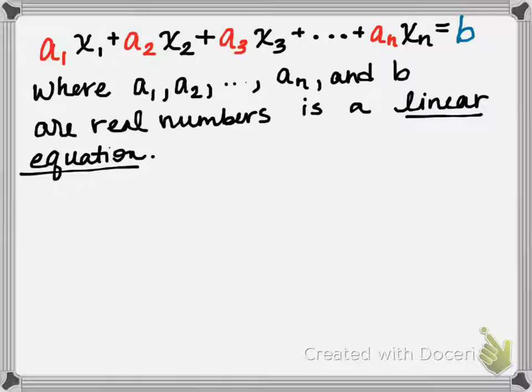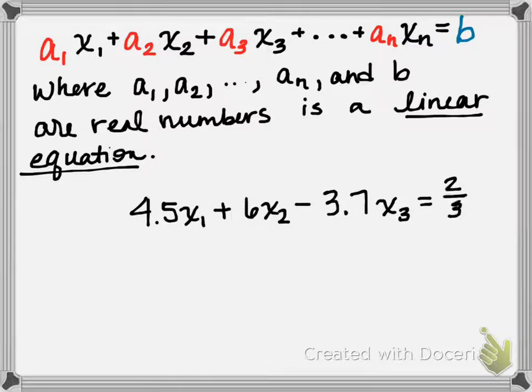So traditionally we've seen linear equations in x and y. That would be when we had two variables. We've seen them in x, y, and z. That's when we have three variables, but we can have any number of variables. And what makes it linear is that the degree of each term is 1, except for possibly a constant term. So an example is 4.5x1 plus 6x2 minus 3.7x3 equals 2/3. That's an example of a linear equation.